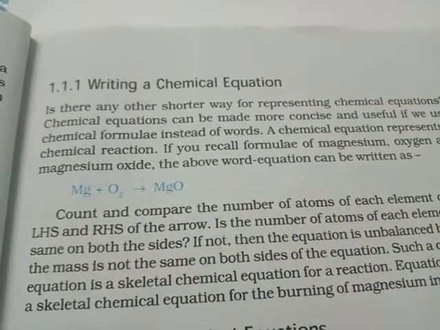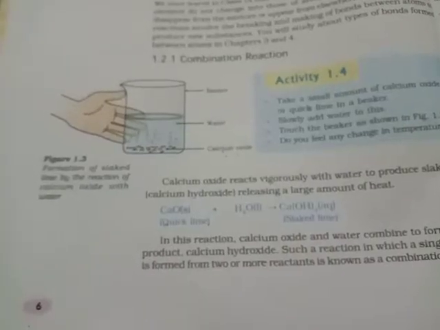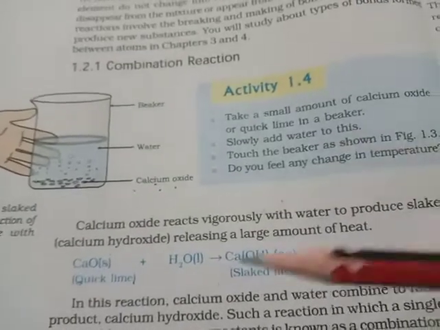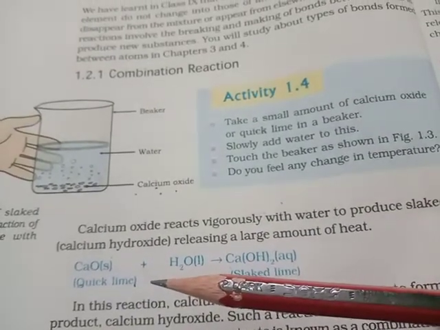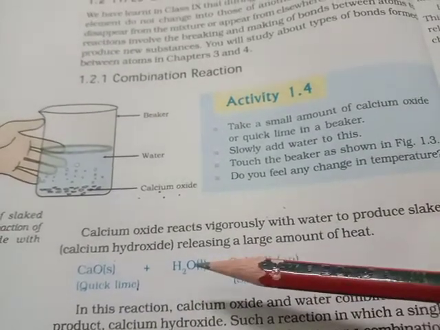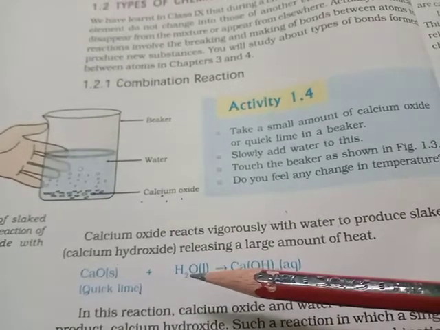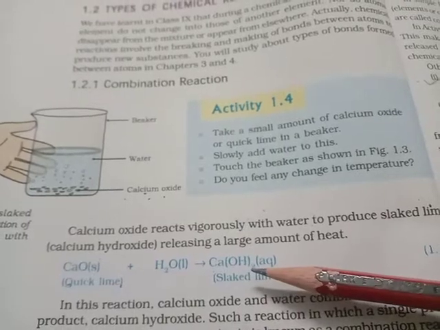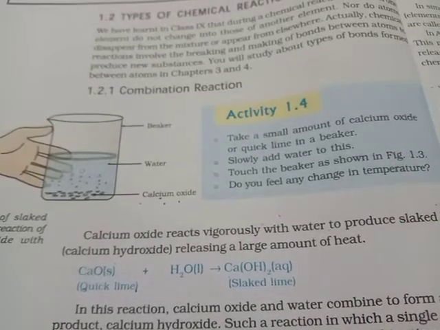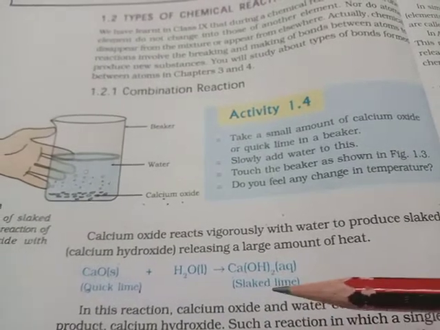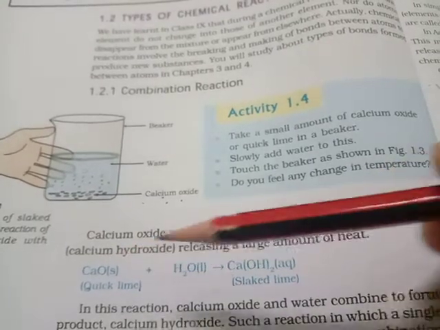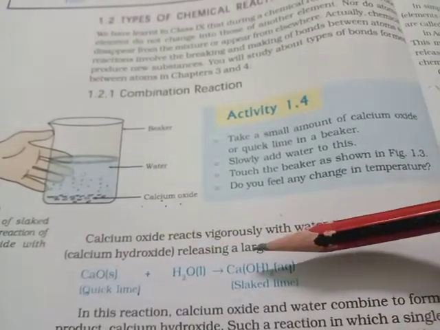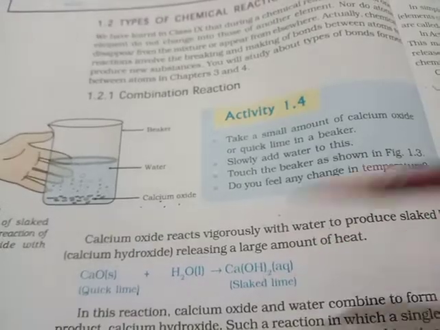Then the next example is on page number 6. When calcium oxide, or quicklime, is put in water, or mixed with water, it reacts vigorously with water to form slaked lime. That is calcium hydroxide. So this is also an example of a combination reaction, when calcium oxide and water combine together to form calcium hydroxide, a single product.